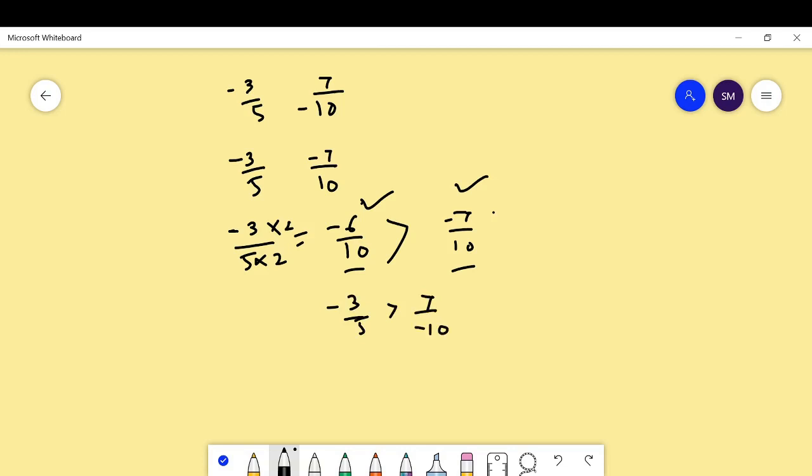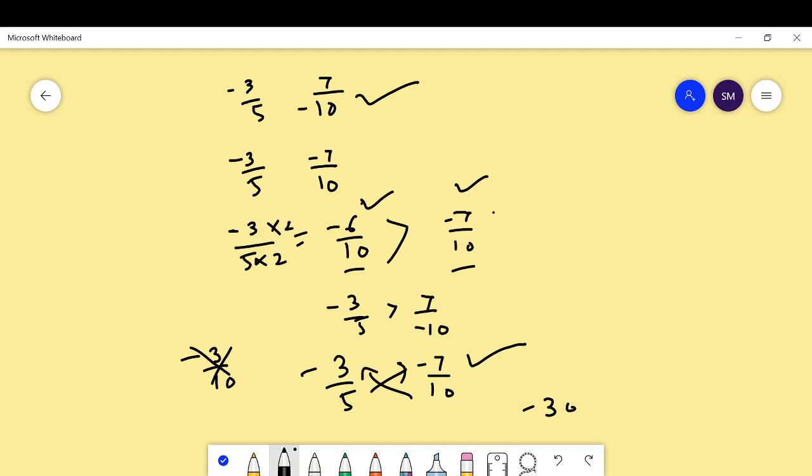Then the second method is the cross multiplication method. To compare with the cross multiplication method, at first change it into standard form. 7 upon minus 10 is not in standard form. Take the negative sign into the numerator. This means minus 7 upon 10. Yes, this is in the standard form. Then compare it by the cross multiplication method. This is minus 30, minus 35. Here minus 30 is greater than minus 35. Yes, in this method we get minus 3 by 5 is greater than minus 7 by 10.